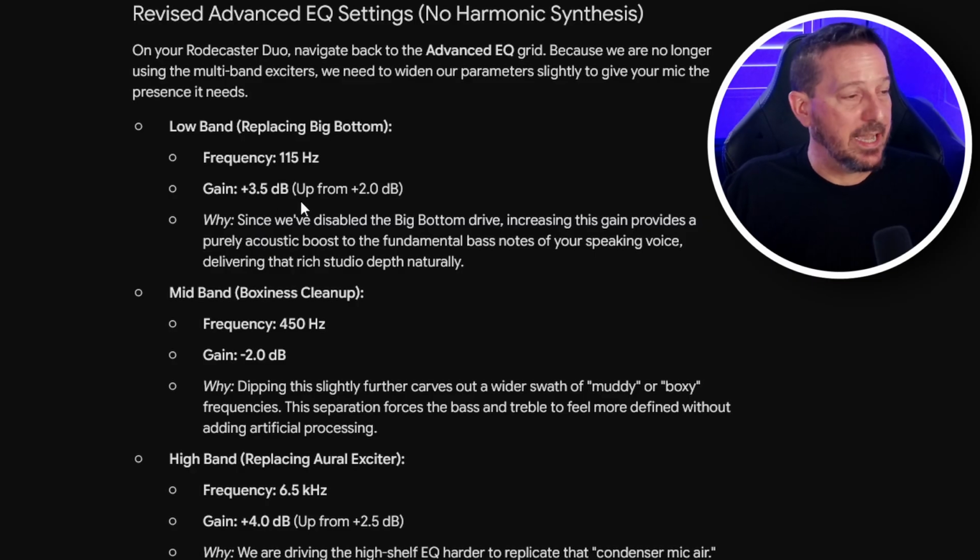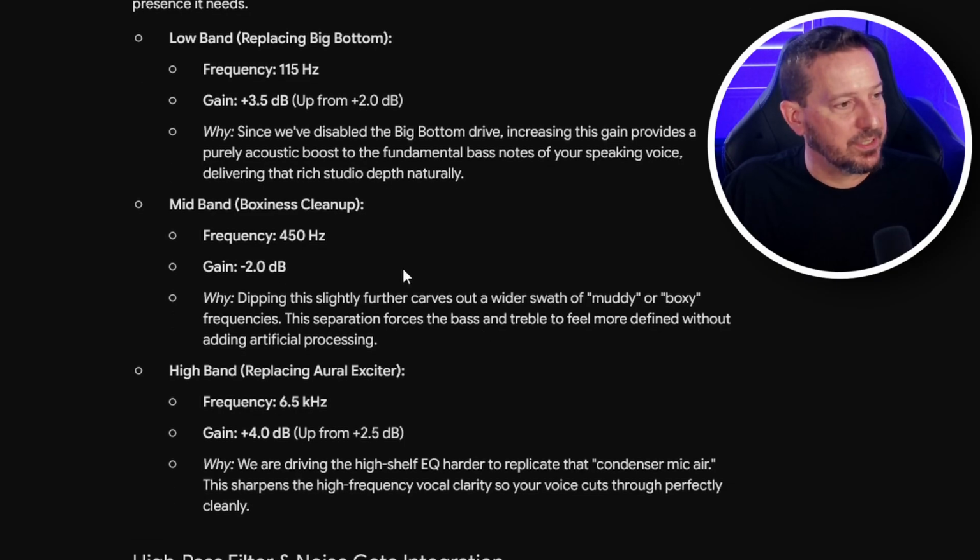So instead, Gemini is going to give us a few adjustments that we're going to implement, and then we'll test out what those sound like. So the settings now have been adjusted so that on the equalizer, we're going to set the low band frequency to 115 Hertz with a gain of plus 3.5 decibels. That's up from 2 decibels. It sounds like a lot to me, but we'll see what it sounds like.